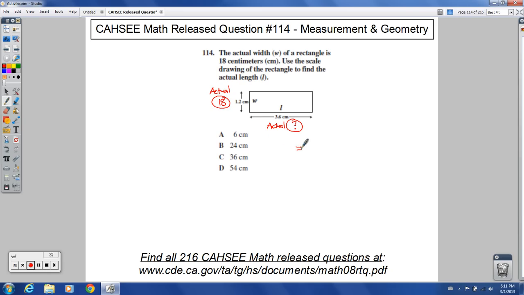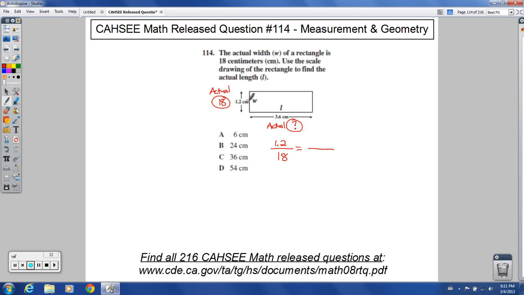A proportion is just a fraction equaling another fraction. We just have to make sure that these things match up correctly. So I know that, based on what I have here, 1.2 compared to, so this is the drawing width to the actual width. I'm going to make that comparison. There's other valid ways to compare these things, but that is one valid comparison. So the actual width on the bottom, the drawing width on the top.